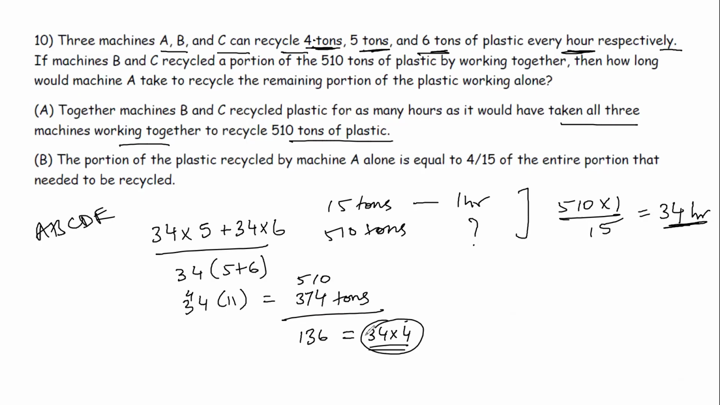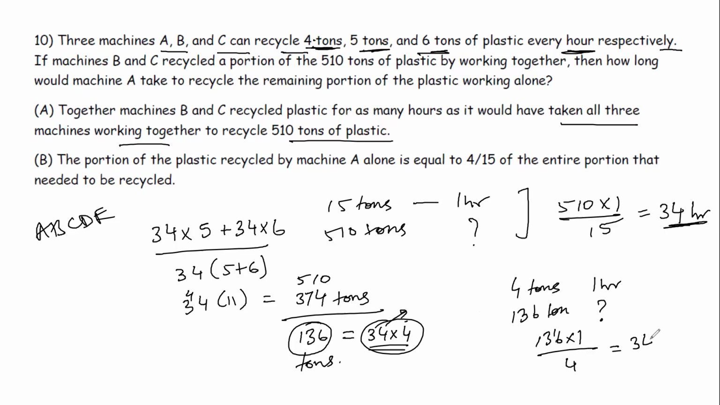Anyway, so then how long would machine A take to recycle the remaining portion of the plastic? So remaining portion is 136 hours. I'm sorry, 136 tons. And so if machine A recycles 4 tons every hour, for 136 tons, how long will it take? So it'll be 34 hours. That's what I was trying to tell you. But it's okay, we'll do the math. Okay, 34 hours. So A answers, B, C, E is out. It's either A or D.